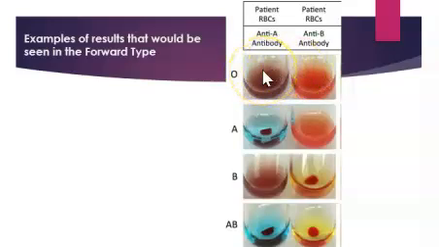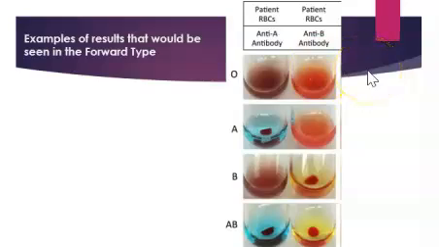So now let's interpret our results. So in our anti-A tube, it looks like we have a negative reaction. We don't see any clumps. It's nice and smooth. In our anti-B tube, it also looks nice and smooth. We don't have any clumps. So both these tubes are negative.